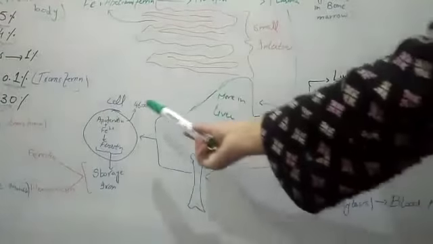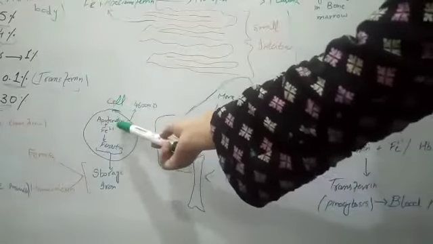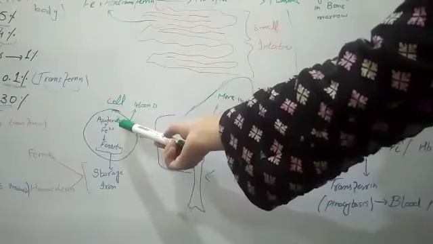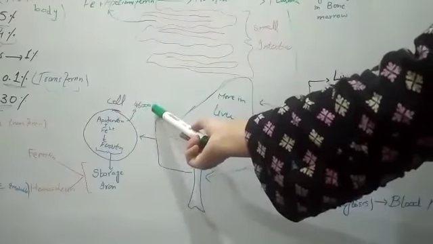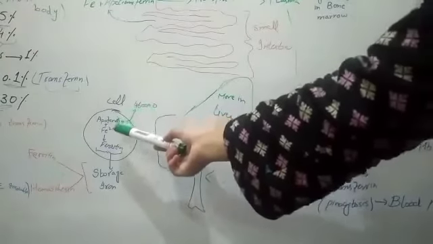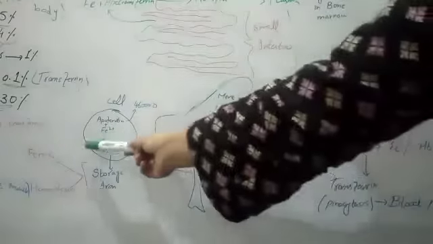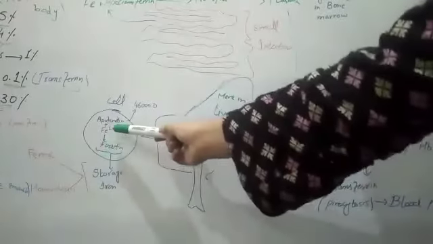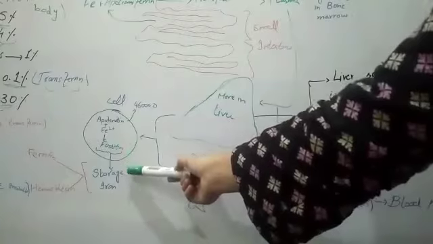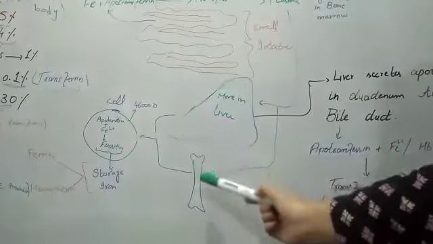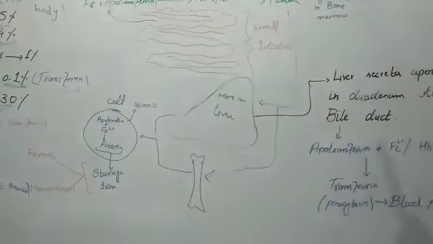Now iron moves inside the cell. There, iron combines with another protein called apoferritin, whose molecular weight is 460,000. It combines with iron to form ferritin, and this is the final storage form of iron. Ferritin is called storage iron. Iron is stored inside the hepatocytes and reticuloendothelial cells in the form of ferritin.